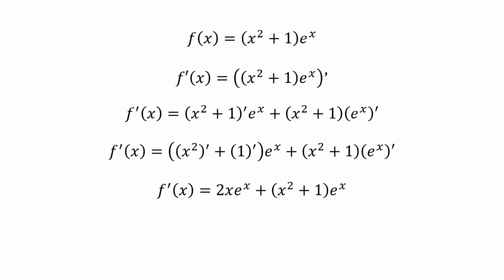This is a valid answer for the derivative of our original function, but we would also like it to be in a form similar to the original function. To get into this form, we add the two terms together while factoring out an e to the x. This gives us a final answer of f prime of x equals (x squared plus 2x plus 1) times e to the x.